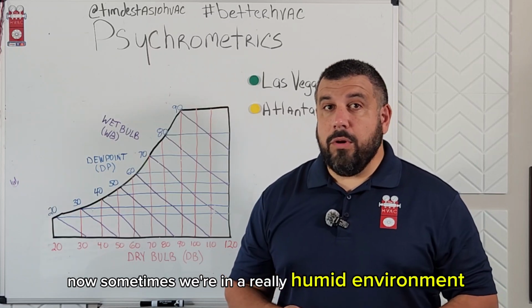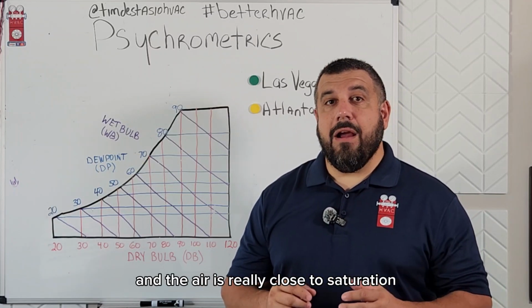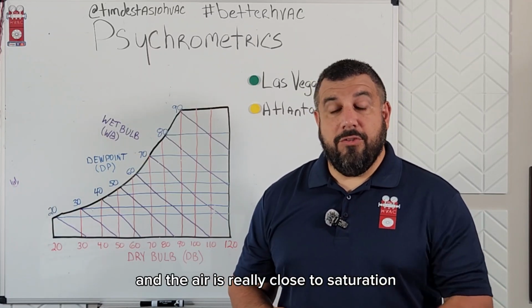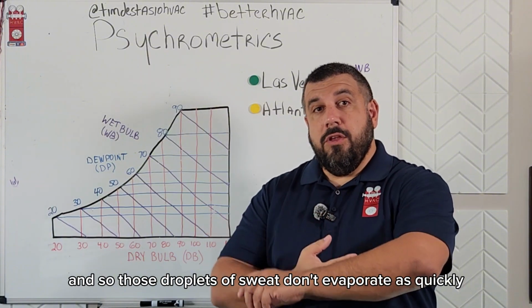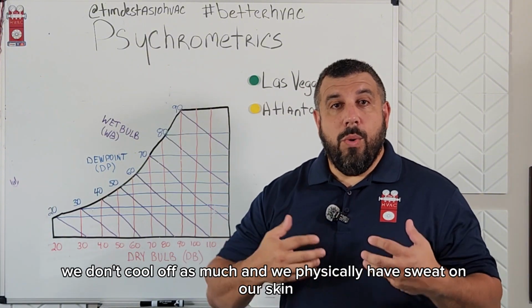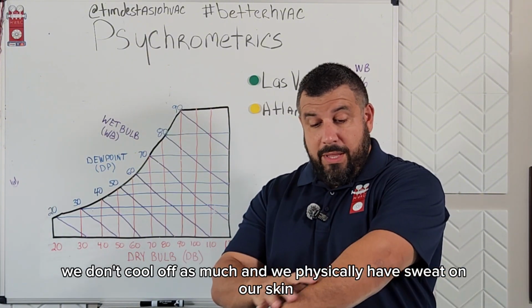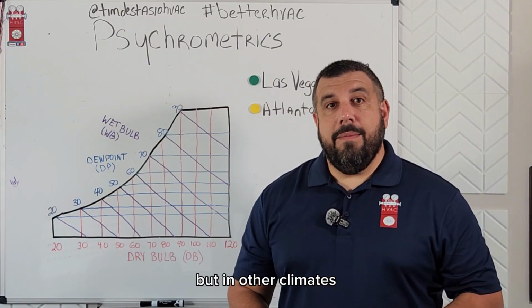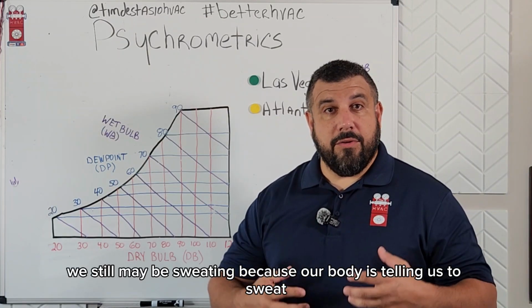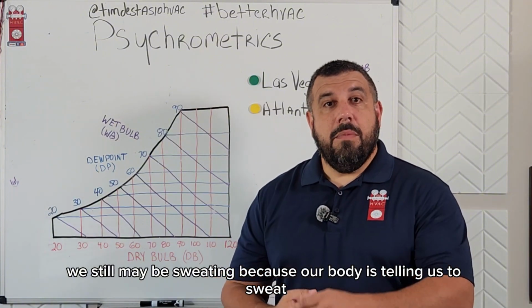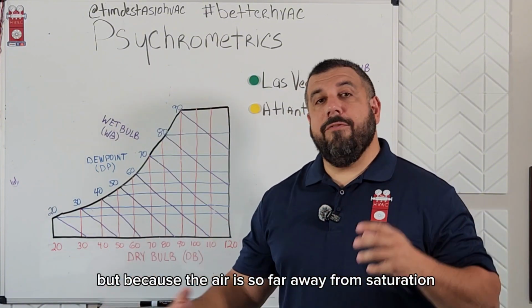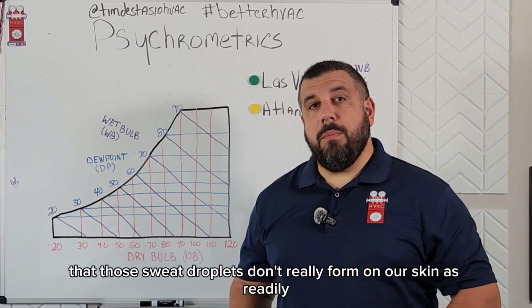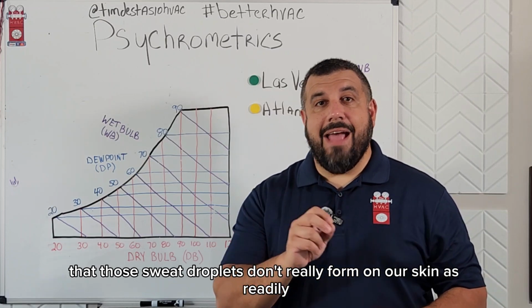Now, sometimes we're in a really humid environment and the air is really close to saturation. And so those droplets of sweat don't evaporate as quickly. We don't cool off as much and we physically have sweat on our skin. But in other climates, we still may be sweating because our body is telling us to sweat, but because the air is so far away from saturation, those sweat droplets don't really form on our skin as readily.